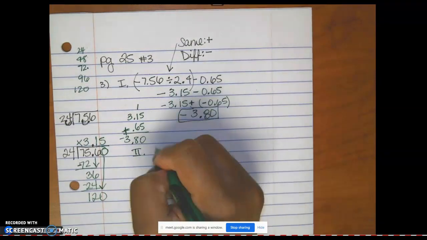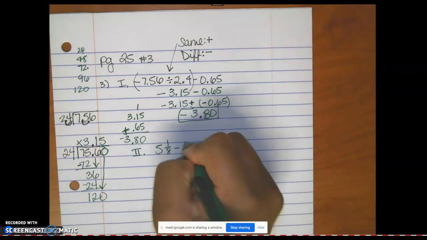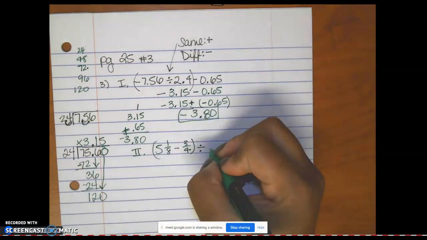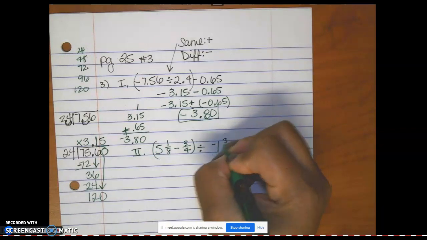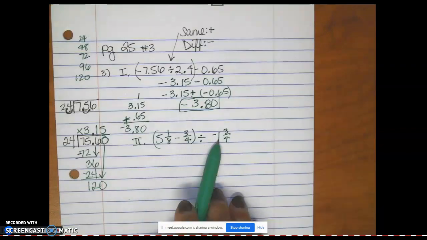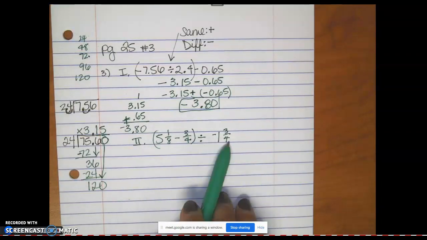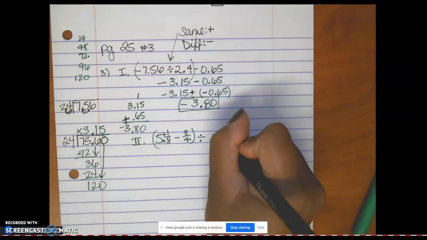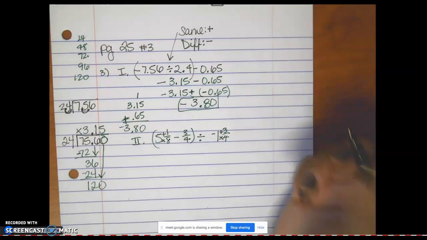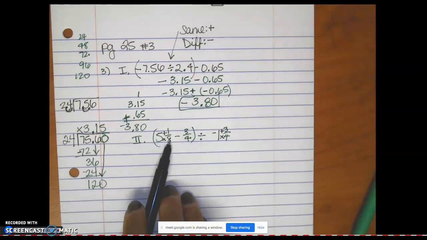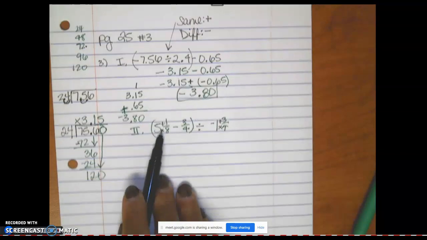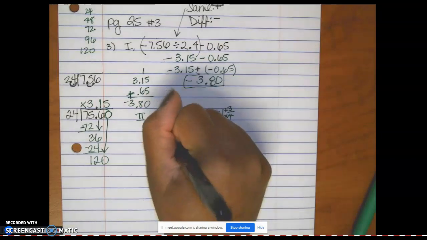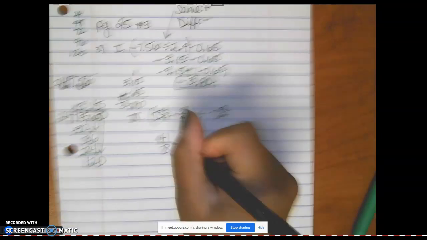we're barely a third of the way done. 5 and 1/8 minus 3/4, all divided by negative 1 and 3/4. I'm going to turn these two into improper fractions so that they're easier to deal with. So I'm going to multiply, then add, and I'm going to multiply, then add. So 8 times 5 is how much? 40 plus 1 is 41, so this is 41 over 8 minus 3/4.